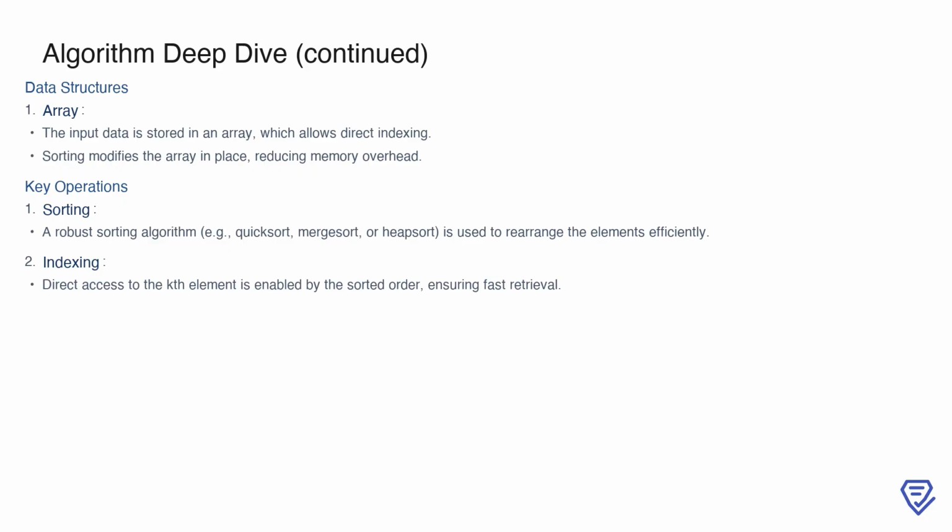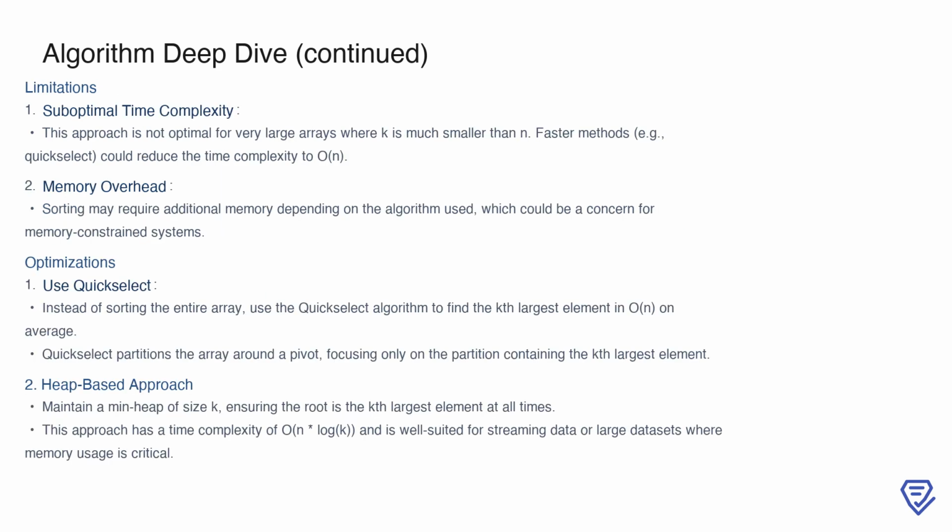Sorting is the backbone of this approach, and efficient algorithms like quicksort, mergesort, or heapsort can be employed to rearrange the elements. Once the array is sorted, indexing is used to directly access the kth element by its position, which ensures quick and accurate retrieval of the result. While the brute force approach is straightforward, it has certain limitations.